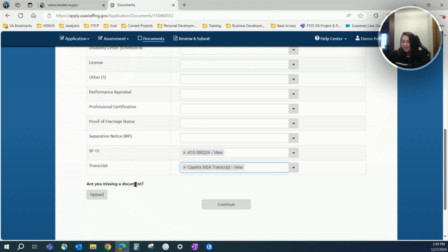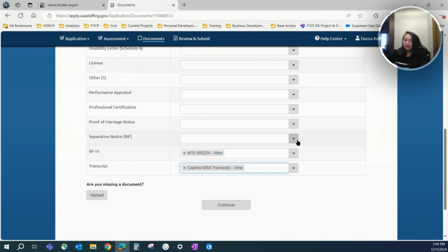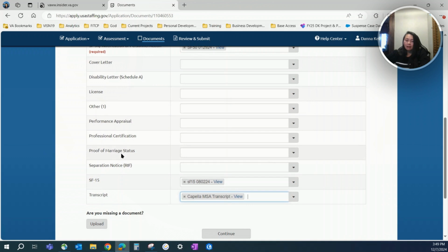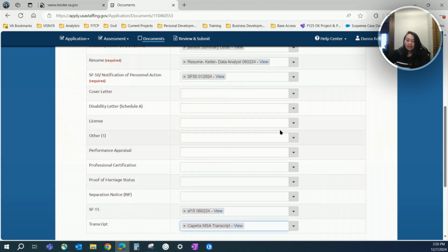And then if I'm missing anything that I want to add, like let's say I had answered the separation notice, basically a RIF, I would have to upload it here. If I am claiming preference because I'm married to a veteran or I'm married to an active duty member, I would have to upload it here. Any type of certifications, my performance appraisal, if I wanted to include it, I can add it here. And then, depending on what you're applying for, sometimes it might require a license.